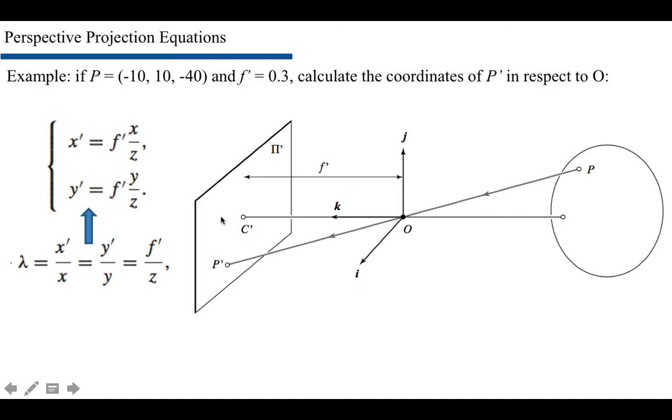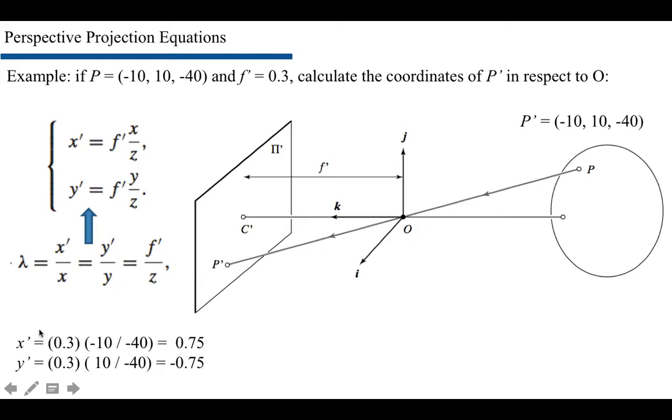So this is simple. For example, let's do a small example. Let's assume that we have a point on the object surface, whatever it is, and these are its coordinates: minus 10 in x, 10 in y, and minus 40 in z. And f prime, the focal distance, is equal to 0.3. Let's calculate the coordinates of P prime with respect to O, in the same coordinate system.